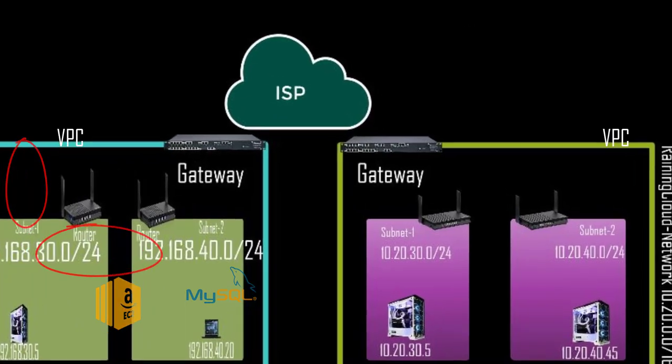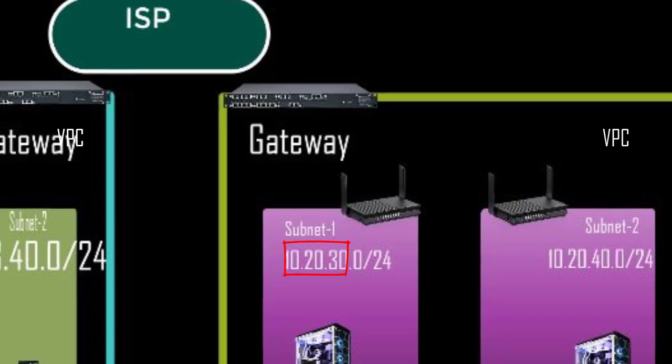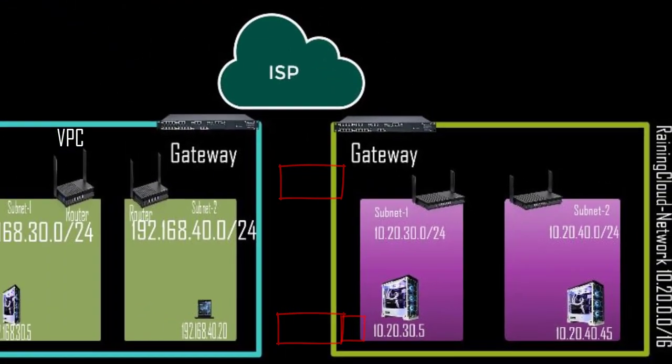The first part of the CIDR block is called the network ID, and the last octet, or the last part, will then be called the host ID. So this part here will remain the same for all the devices in the network, but the last octet will be unique, constantly changing for every device.